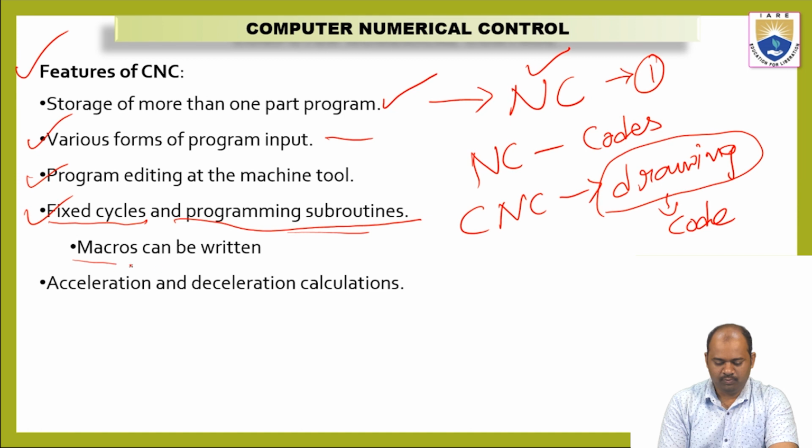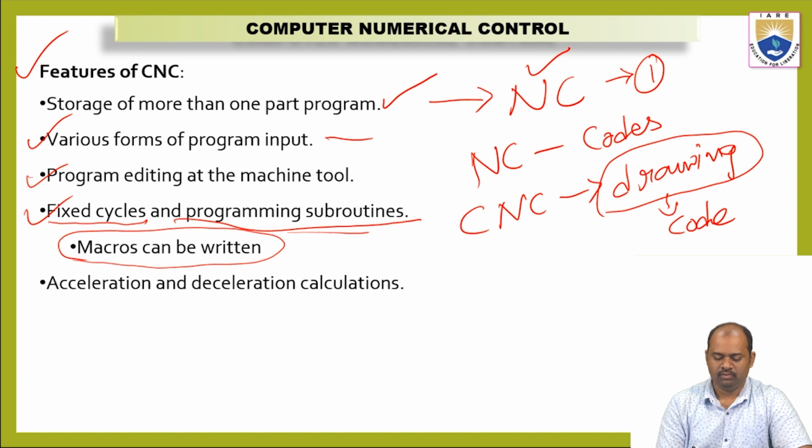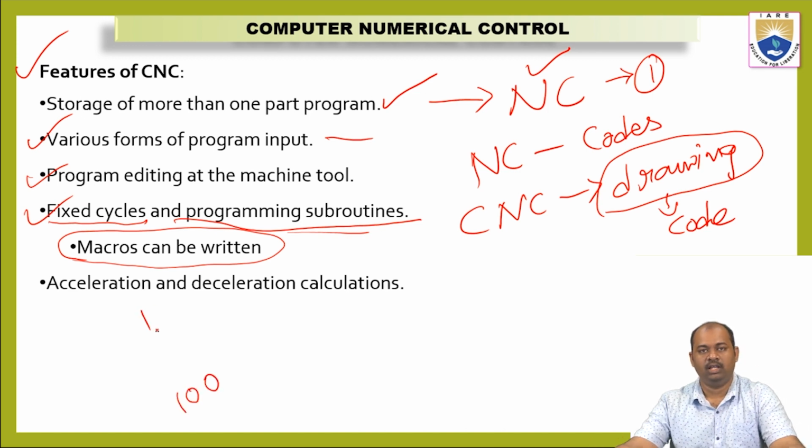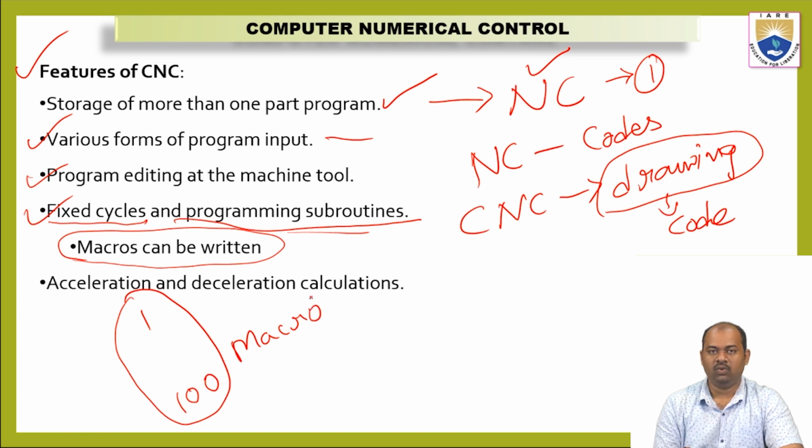Now see this point, macros can be written. Whenever we do an operation, we have to write the code from line 1 to line 100. Suppose there are 100 lines of code in a program. If I want to use the same code, or the same design made by another designer, I can make some small corrections or modifications and use the same code. Now what is a macro? I can use this code, and it is predefined in the system.